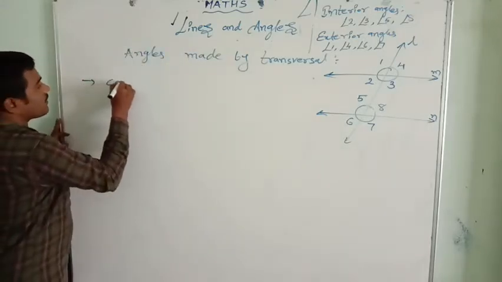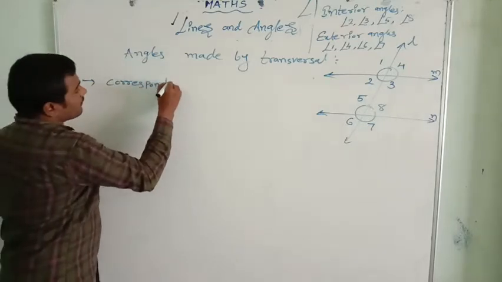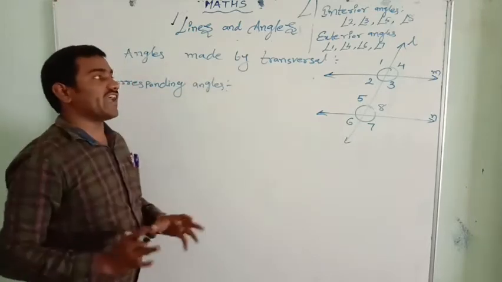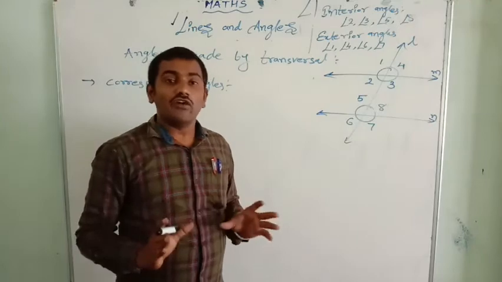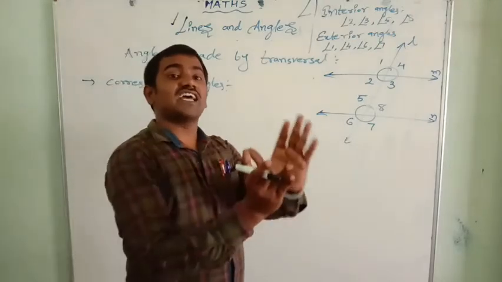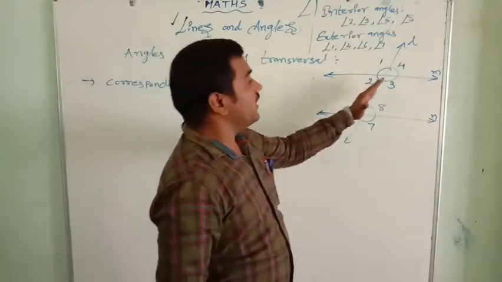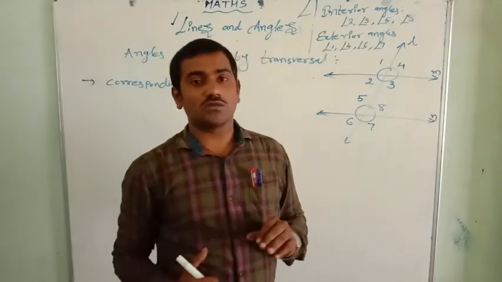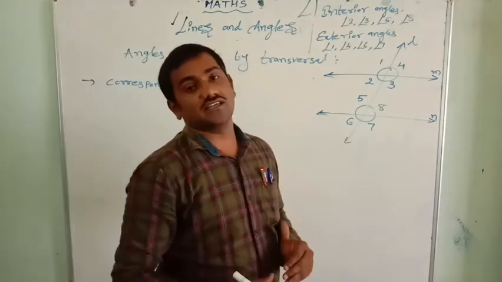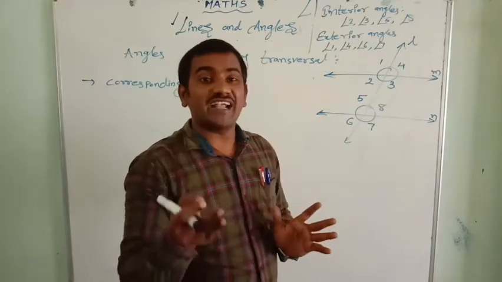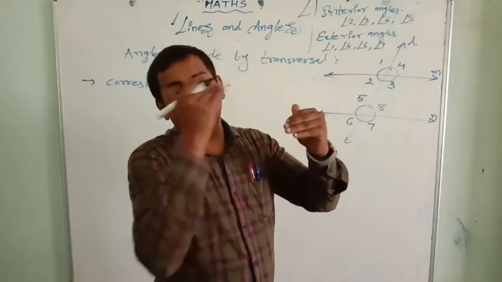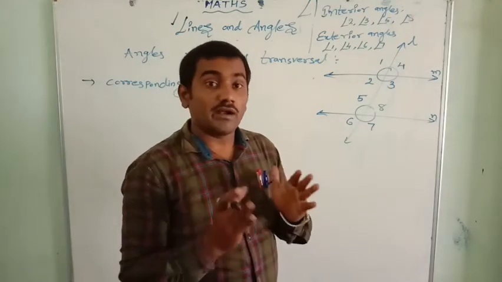Now let's go for corresponding angles. First one is corresponding angles. What is the meaning of corresponding angles? When we are studying corresponding angles, you must remember one thing. We have to take only one side of the transversal. There are two sides of the transversal, no? The left side and the right side. So you take one side of the transversal. One interior angle and one exterior angle are known as corresponding angles, but not adjacent angles. Remember, one side of the transversal, take one interior angle and one exterior angle, but not the adjacent angles.